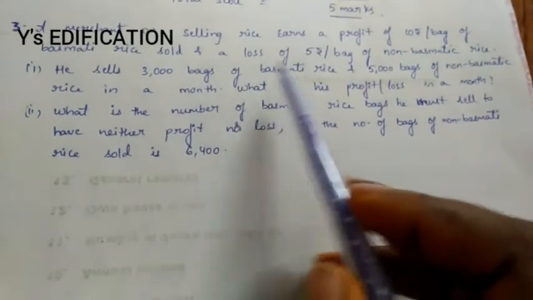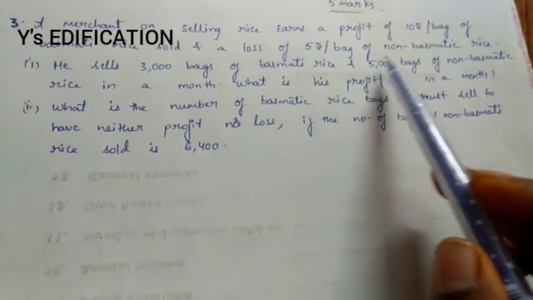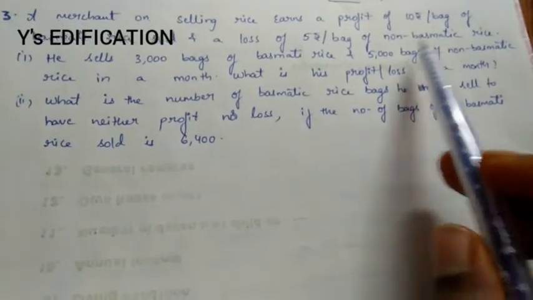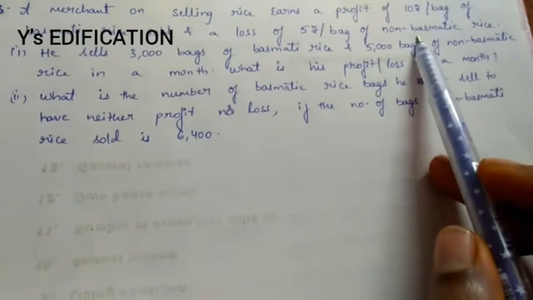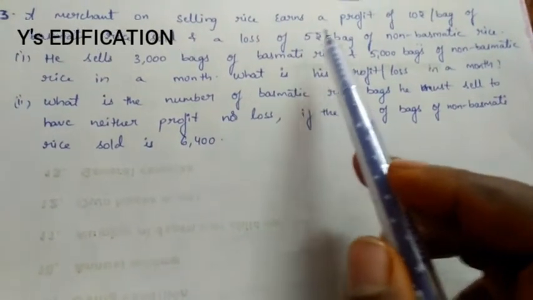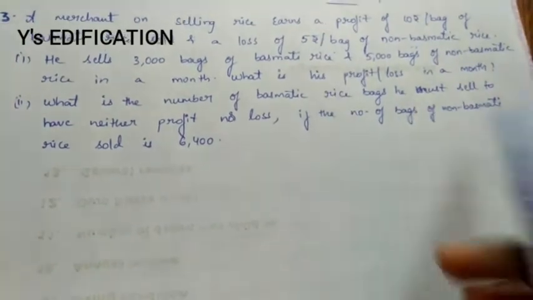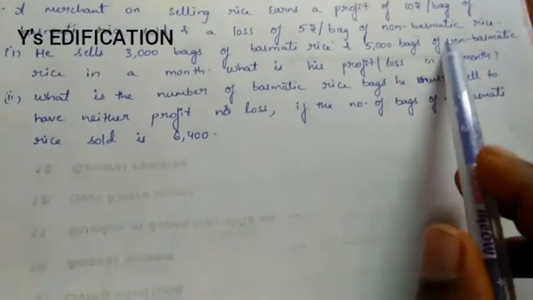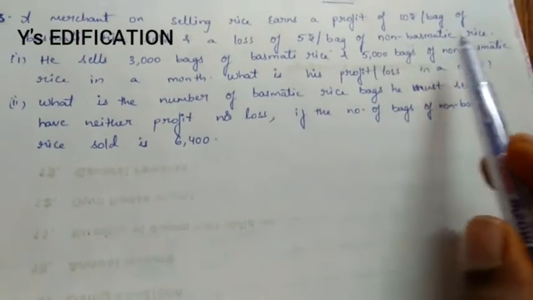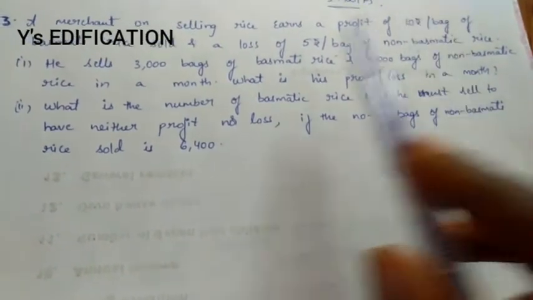Okay. And a loss of 5 rupees per bag of non-basmati rice. For a normal rice, that means non-basmati rice, if he sells a bag of non-basmati rice, he will lose 5 rupees per bag. Okay. If he sells 2 bags of non-basmati rice, he'll get a loss of 10 rupees. If he sells 3 bags, he will get a loss of 15 rupees.